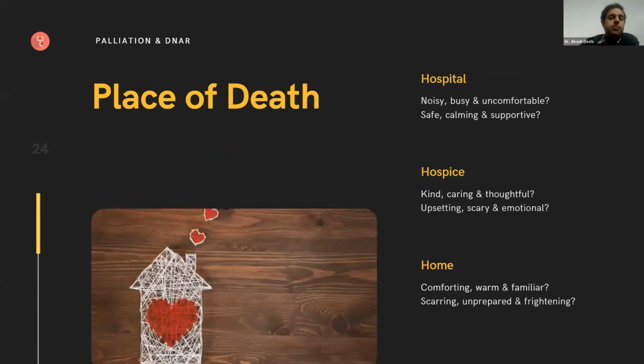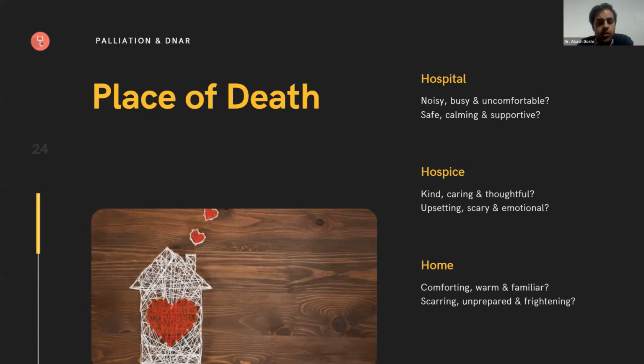The next thing to consider is place of death. There are three main places of death that a patient may have as options. Hospital. Some people might find that very noisy, busy, uncomfortable because of the bed, what's happening around them, the conversations, the fact the family can't visit as often. But they might also find it safe, calming, and supportive. They know that whatever they need will be available, any medications, any support they need. Or they might have such an intense use of hospital resources that a hospital might be the right place for them at that point.